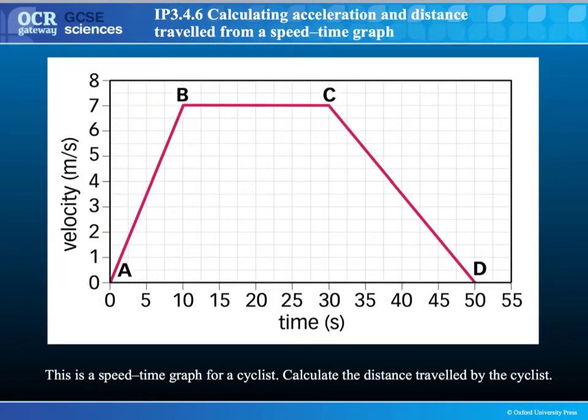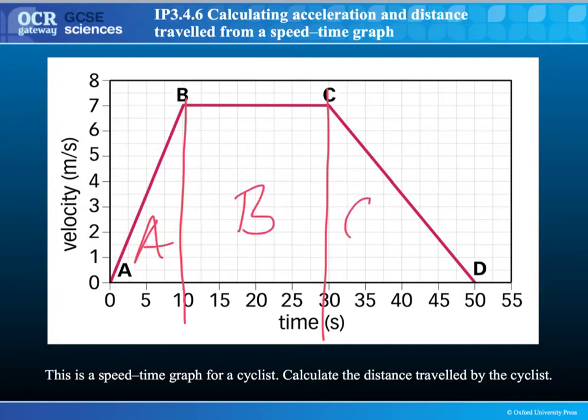So here's a journey. If we divide this up, let's look at this line, we can work out the distance it's travelled. Firstly, let's divide this up into some regular shapes. We've got 2 triangles and a rectangle. Then what we need to do is work out the area of each of these shapes. So let's call this shape A, B and C. Shape A is a triangle that is 10 seconds across by 7 meters per second high, but it's a triangle, so the answer 70 needs to be divided by 2, gives me 35 meters.